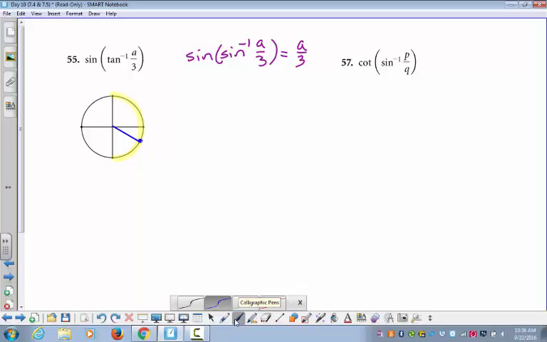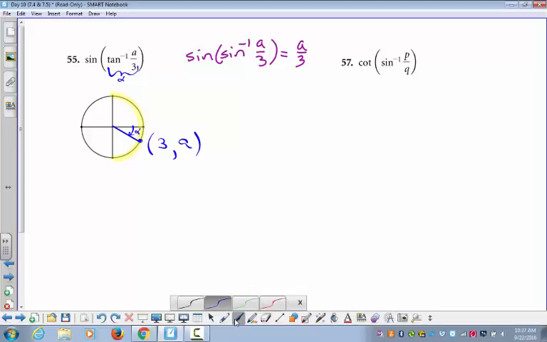And what we're trying to do is draw a picture that represents this angle. I'll call that angle alpha. I'm going to just think of that as angle alpha. Inverse tangent of a over 3 is the angle on the right with a tangent value of a over 3. If the tangent value of that angle is a over 3, what's the natural set of coordinates?